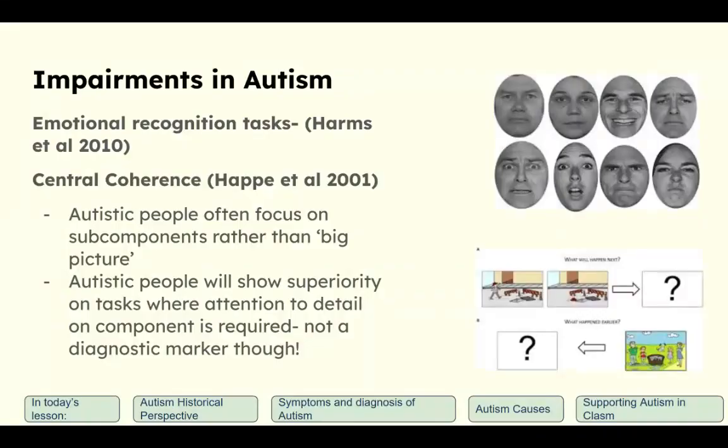Other impairments in autism include emotional recognition tasks. So what do these faces show me? What sort of emotions have we got here? And central coherence, where people tend to zoom in on small details rather than be able to see the big picture. Autistic people will show superiority on tasks where attention to detail is required, although this is not a diagnostic marker and performance on these tasks should not be used as a way to diagnose people for autism.